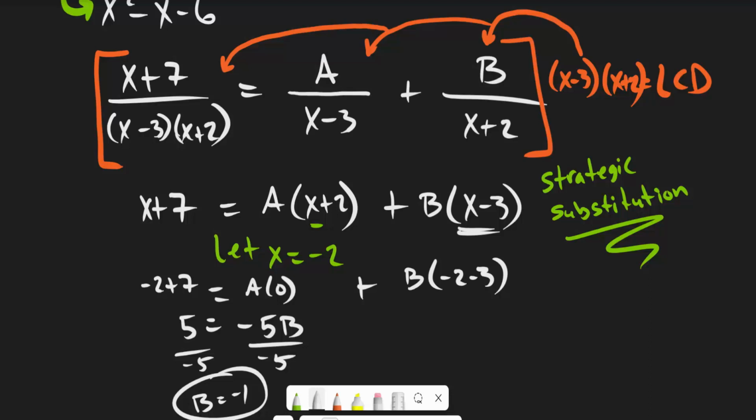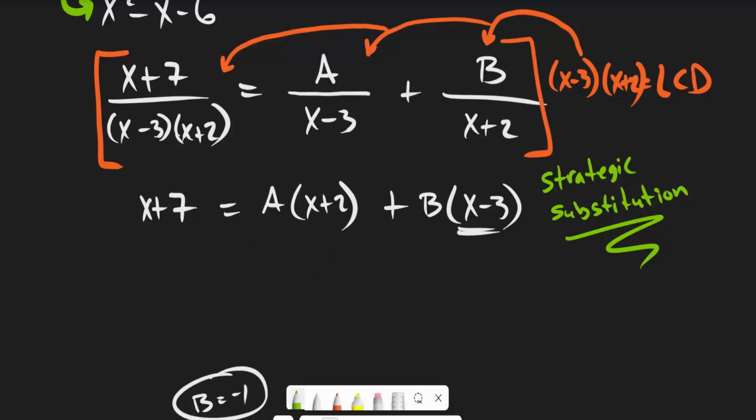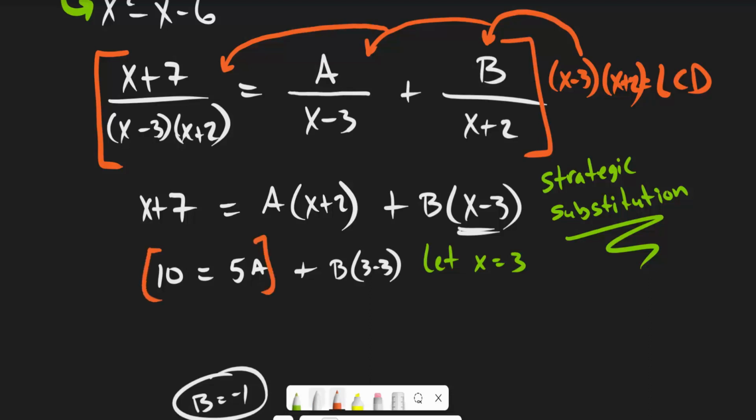Okay, so now I'm going to do the same thing again, but this time it's going to allow me to solve for the a. So to solve for the a, we have to get rid of the b. So this time we're going to let x be equal to 3, because 3 minus 3, poof, 0, right? So let's plug in. When I plug in a 3, 3 plus 7 is going to be 10. 3 plus 2 is 5, so this is 5a. And then when I plug in the 3 over here, I'm going to write it, but I don't need to, because it's 3 minus 3, which is 0. 0 times b is 0, okay? So the only thing we're left with is 10 equal to 5a. So of course, we solve for a, so a is equal to 2.